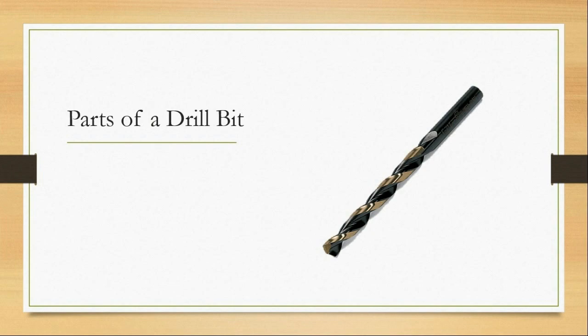So, let's begin with the parts of a drill bit. There are three main components: shank, body, and drill point. The shank is the portion by which the tool is held. This part is called the body of the drill bit. And this is the tool point, or just point, of the drill, where the cutting takes place.